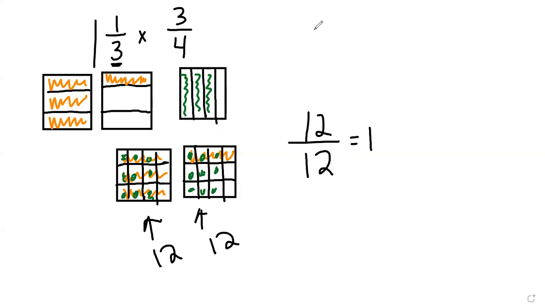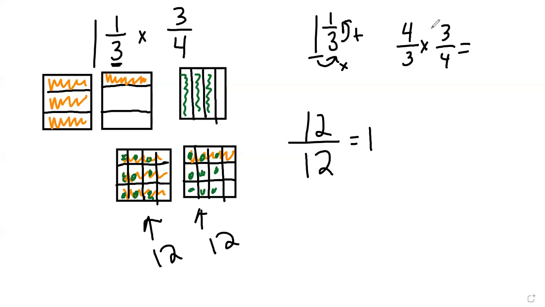So we check this with the traditional method. 1 1/3, many teachers will have students convert that into an improper fraction. So 1 times 3 is 3 plus 1 is 4. So that would be 4/3 times 3/4. And when you multiply straight across, 4 times 3 is 12 and 3 times 4 is 12, which we could also simplify to 1. So this is how you can do models.